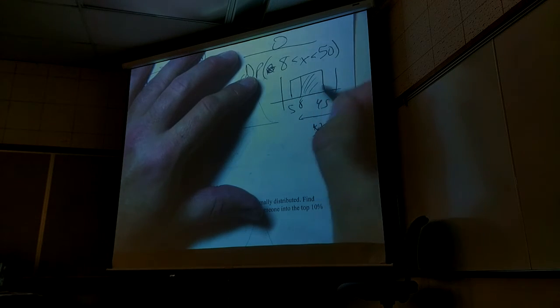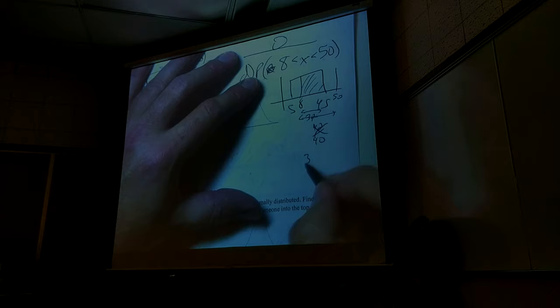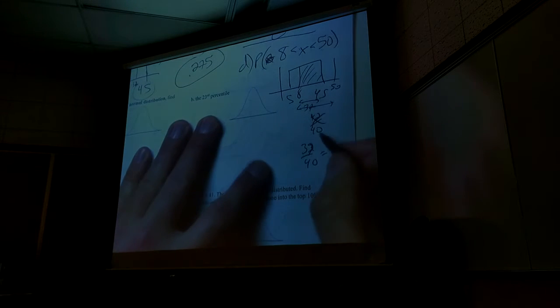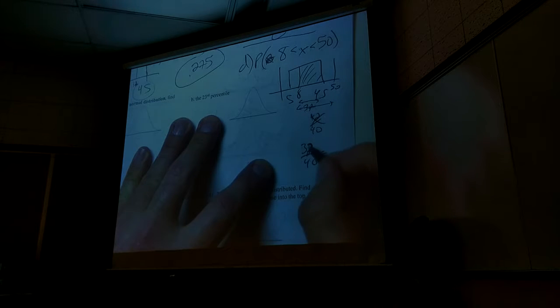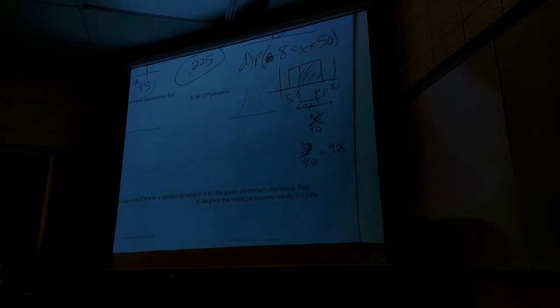Here's the actual, in my distribution width, it's going to be 37. So the real answer would be 37 out of 40. And you know, whatever that is. 0.925. All right, so that's a really good question.